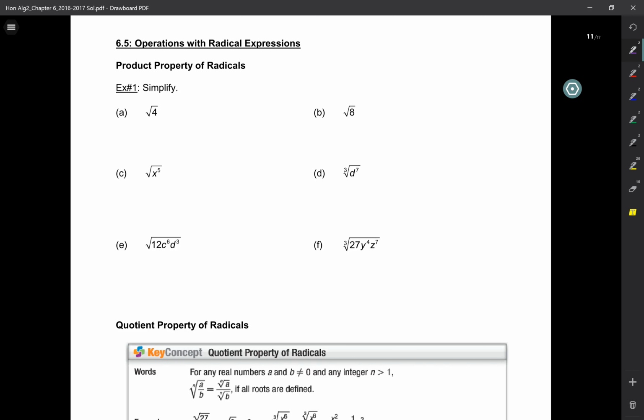So we're going to talk about radical expressions this period. Let's just talk about the product property of radicals. All right, the first one, we're going to start off rather simple.